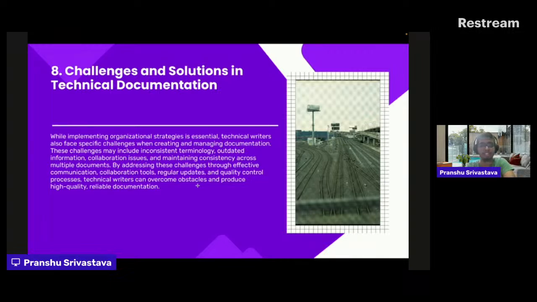So whenever you are contributing documentation, make sure that the first and most important thing is that it is consistent across all of the pages that you are contributing to, and it should not be outdated, and every piece of information should be consistent according to the latest update of that project.